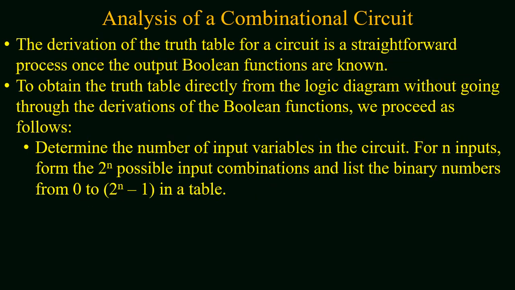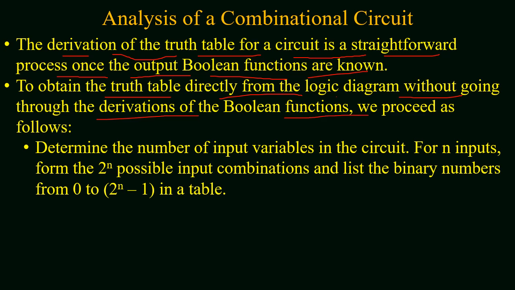Now, after completing the first step of analysis of a combinational circuit, which is to find a Boolean expression for the given circuit in terms of input variables, the next step is the derivation of the truth table. The derivation of the truth table for the given circuit is a straightforward process once the output Boolean functions are known. Now, to obtain the truth table directly from the logic diagram without going through the derivation of the Boolean function, we proceed as follows.